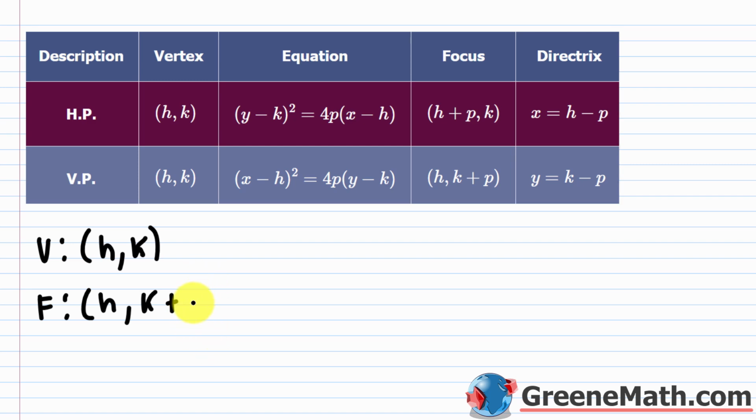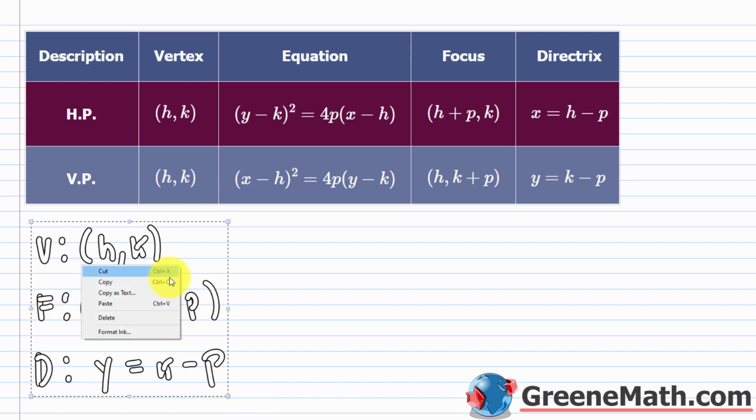Let me fix that. And then for the directrix, since this is a vertical parabola, we're going to have a horizontal line. So let's put D for directrix, and it's going to be y is equal to, again, you're going to use that k value, that's your y-coordinate from your vertex. You're going to start with that, and then you're going to subtract away p. Now, in terms of the endpoints for the latus rectum, I'll do that last. Let me just get this out of the way first.